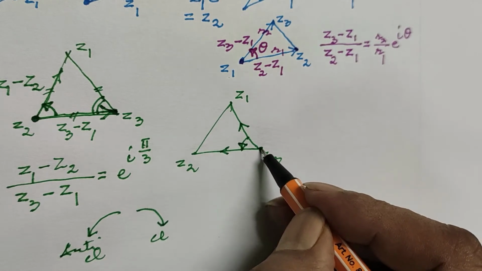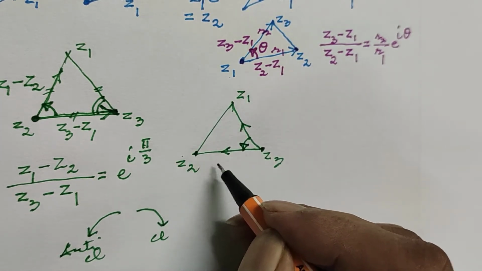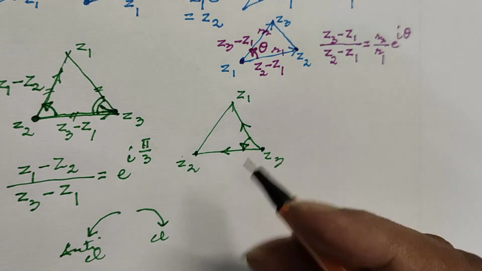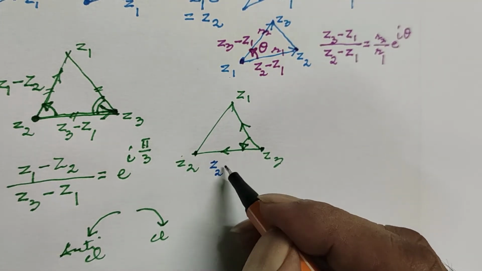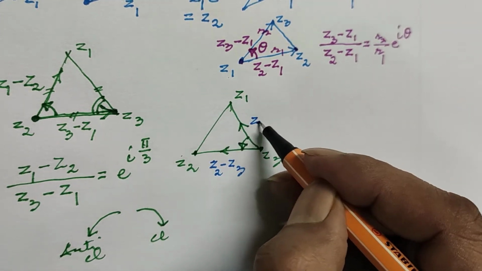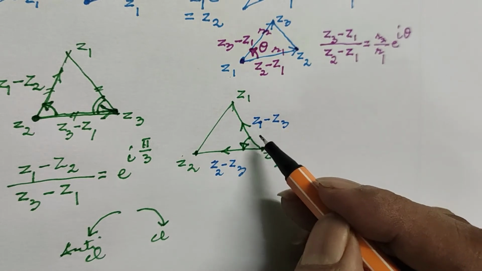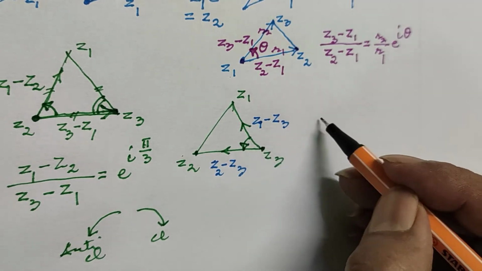So again, let's write down the vectors. It is pointing towards Z2. So this is Z2 minus Z3. This is pointing towards Z1. So Z1 minus Z3. And our equation becomes where the angle is pointing.